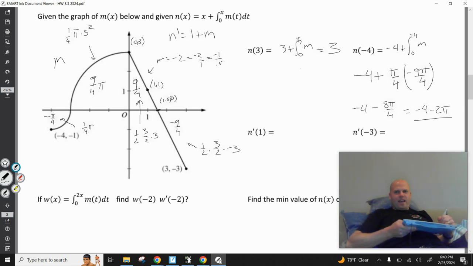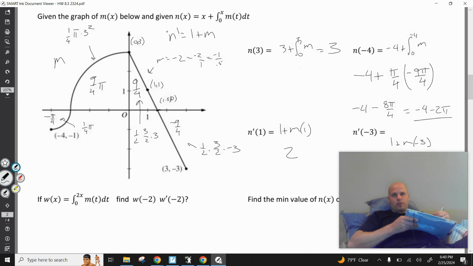All right. N prime of 1 is 1 plus m of 1. M of 1 is 1, so 1 plus 1 is 2. N prime of negative 3 is 1 plus m of negative 3. Because I know what the derivative is, I wrote it down earlier. M of negative 3 is 0, so that's just 1.